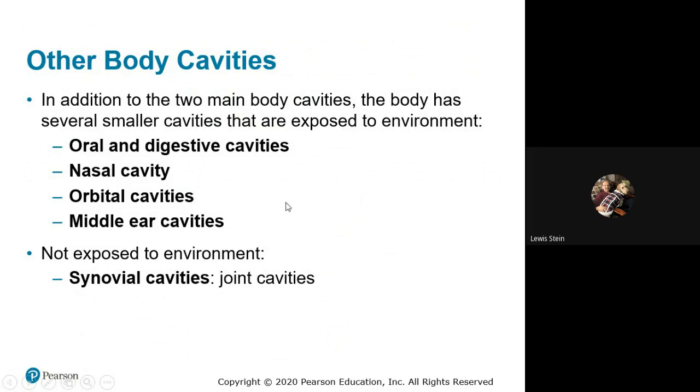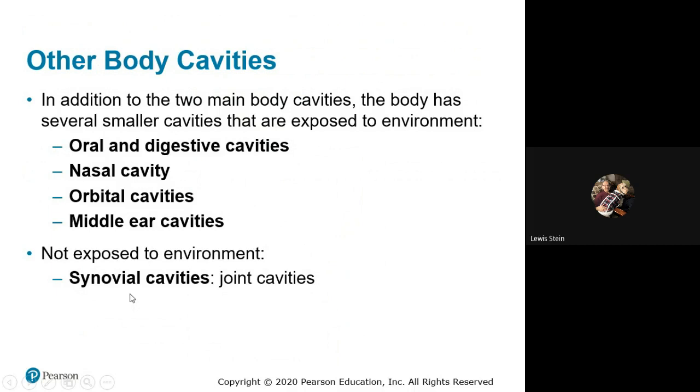And then there's other cavities that we'll get to as we do it. These are exposed, your mouth, your nose, your ear, even the middle ear, because your eustachian tube opens into the back of your nose, into the back of your throat. So technically stuff can get in there, and frequently does. When you think of babies with ear infections.